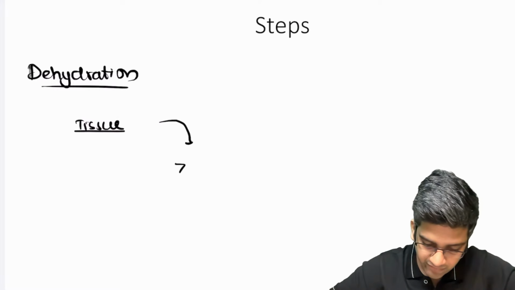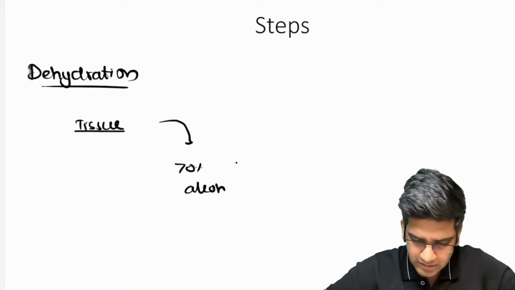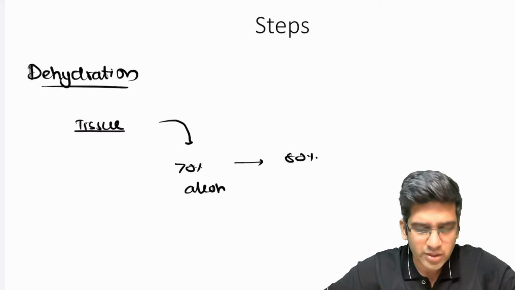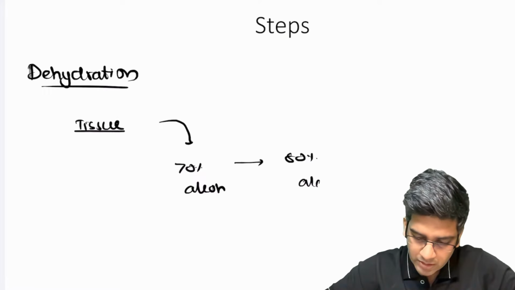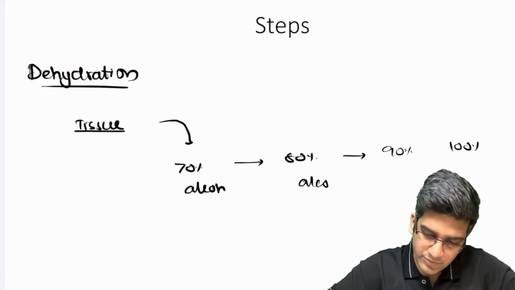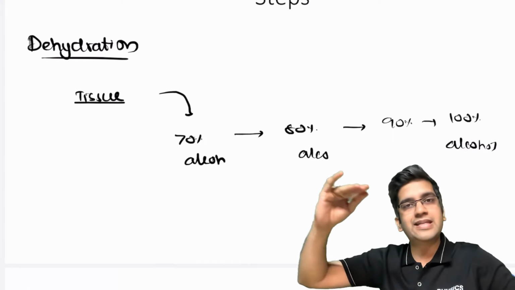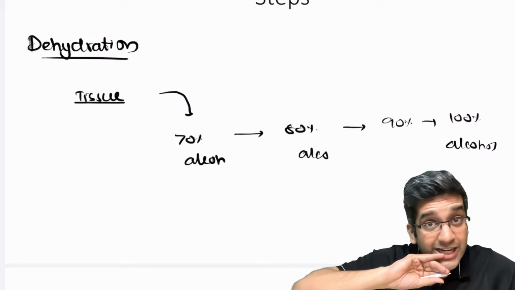So what we do is first I put it into 70% alcohol. It will remove a little bit of water. Then I put it into 80% alcohol, removing a little bit more water. Then I put in 90% alcohol. Then I put it into 100% or absolute alcohol. This is called gradation: gradually increasing the alcohol strength. So I need to do it gradually.